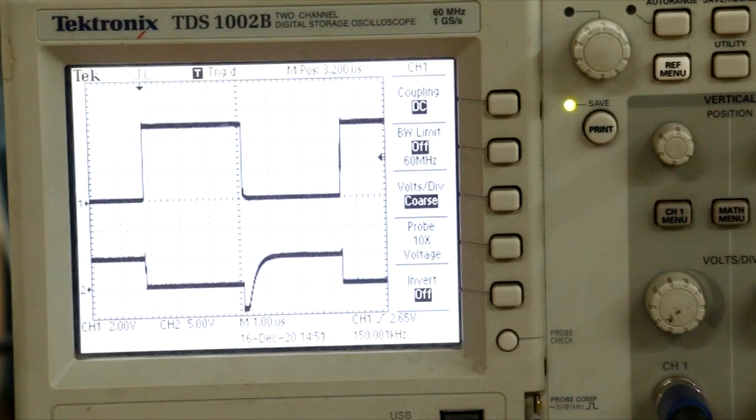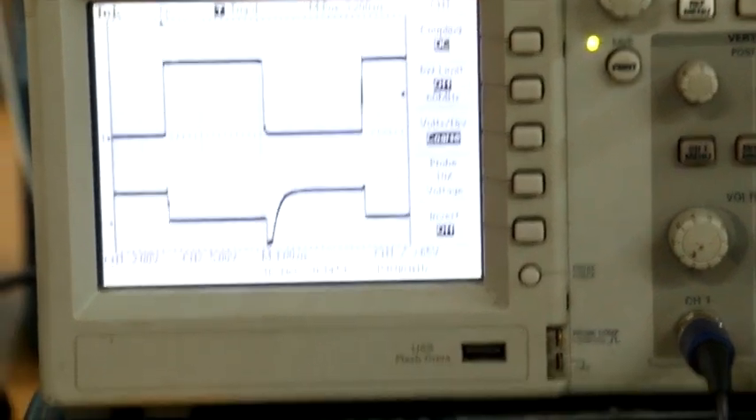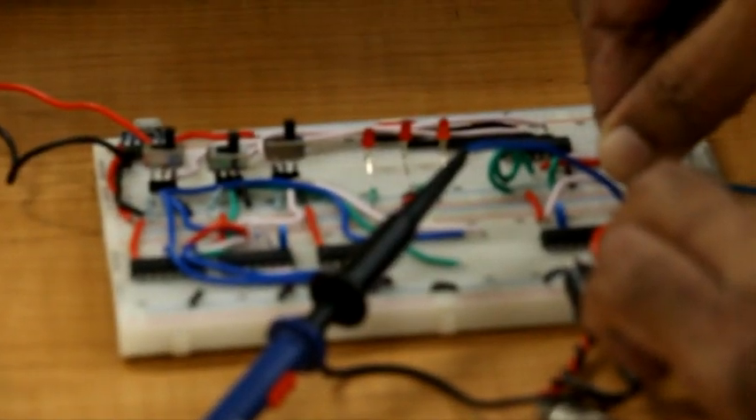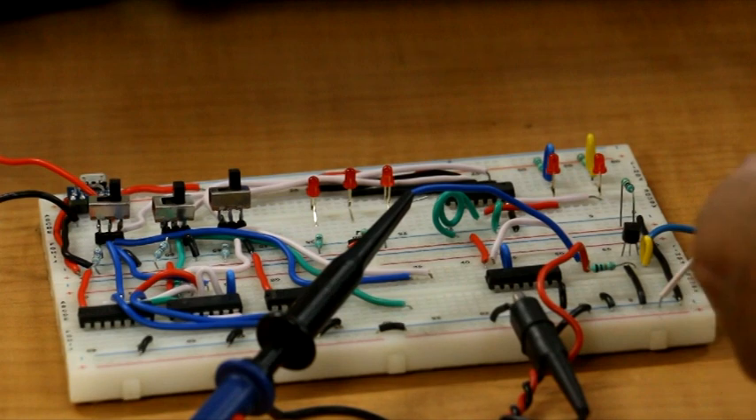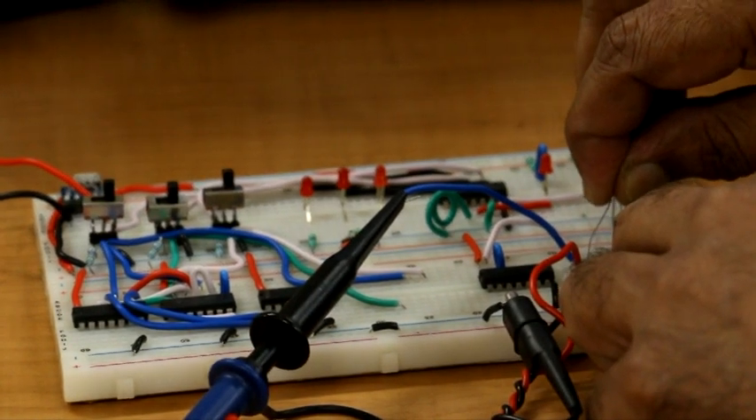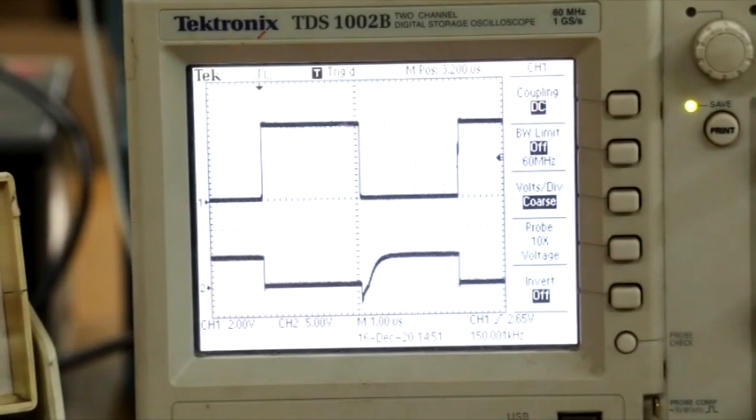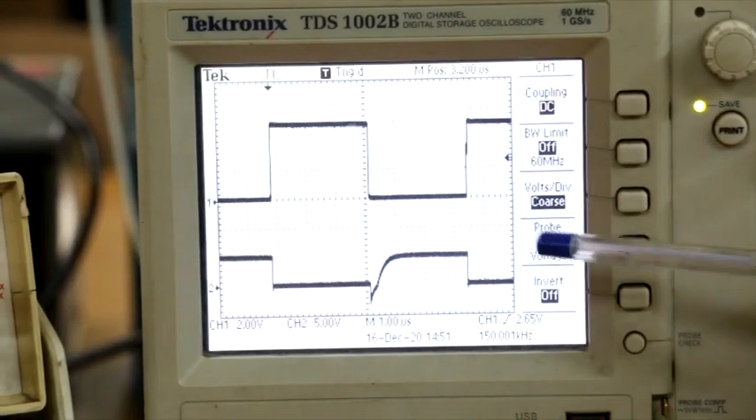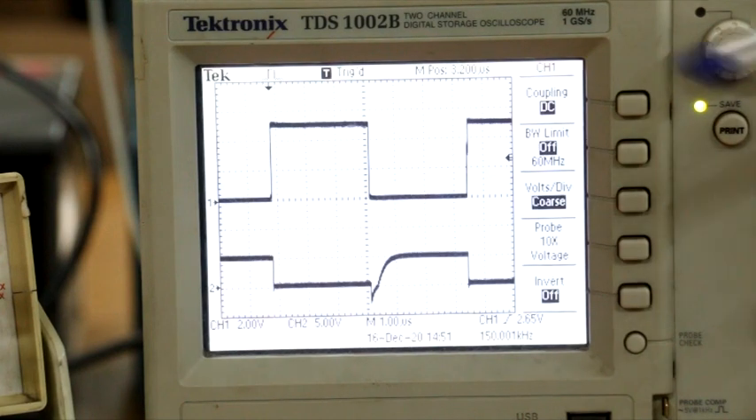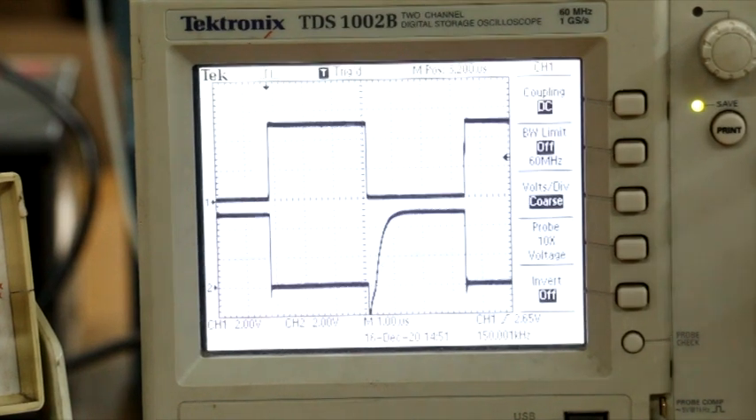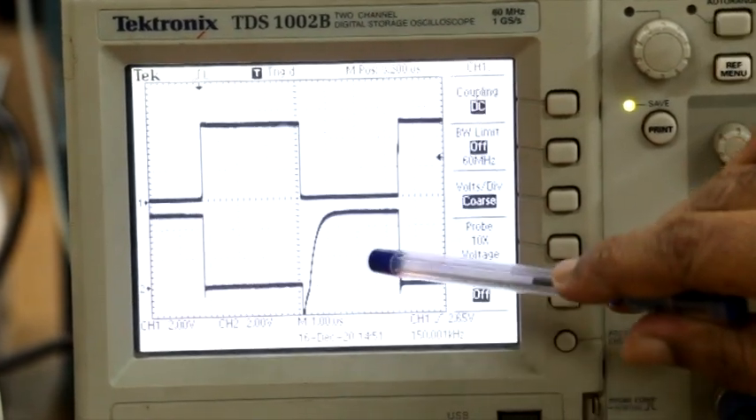Now let me put another value of capacitor. Right now this is 0.1 microfarad. Let me change it and put a 100 picofarad capacitor. Let me put it, and let's see what will happen. Now you are able to see that this particular waveform definitely is much better. Let me slightly expand, and you are able to see that the negative transition has decreased.